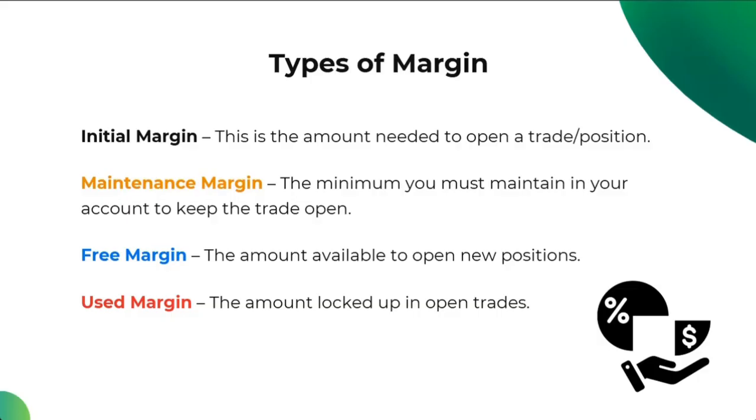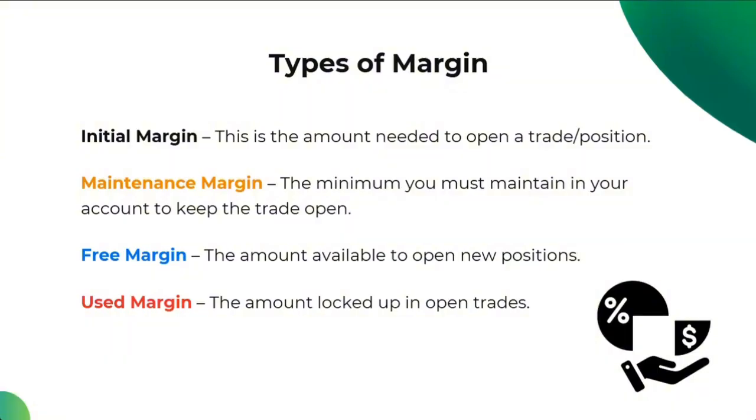Now, the difference between the maintenance margin and the initial margin is that the initial margin is required before you can open any trade or position in the foreign exchange market, while the maintenance margin is the minimum you must have in your account to keep your running trade, your open position. All right, that is the difference between the initial and the maintenance margin.